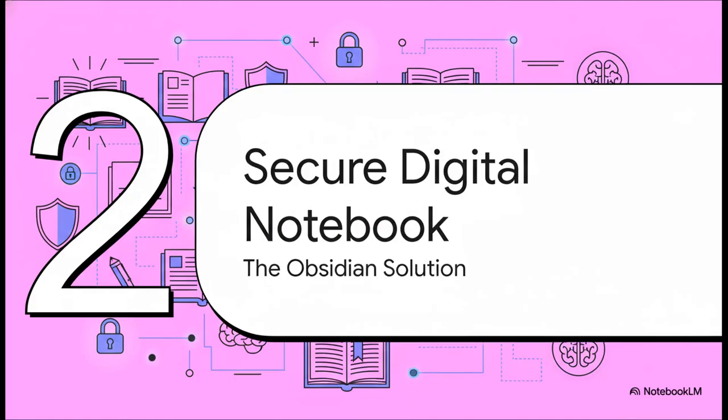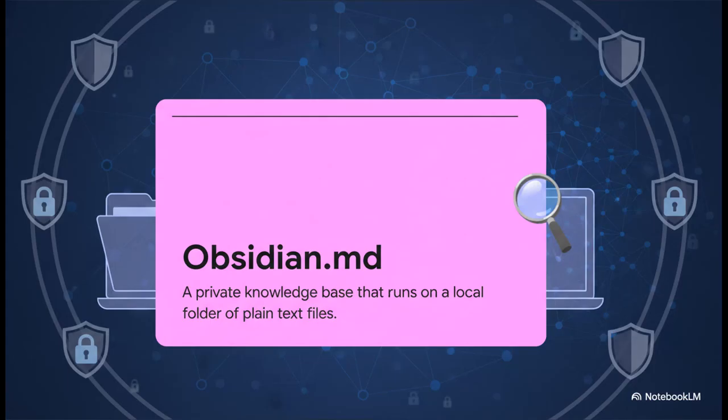So, what's the answer? Well, that brings us to the solution. We need a tool that acts like our own private, secure, digital command center for the entire project, and that tool is Obsidian. Now, here's the absolute key to understanding Obsidian. It is not a cloud service, it's not a website you log into, it's an application that runs directly on a folder of files on your own computer. Your data never, ever leaves your machine unless you explicitly tell it to. That right there is the foundation of this whole secure system.